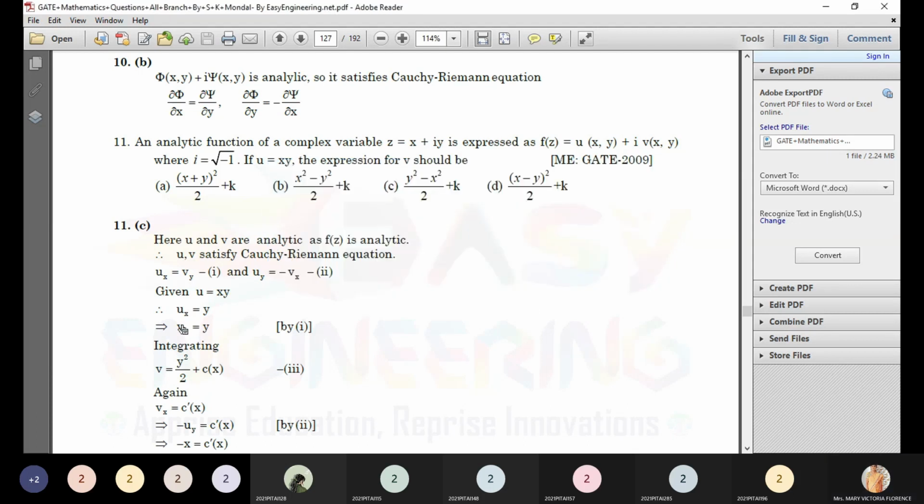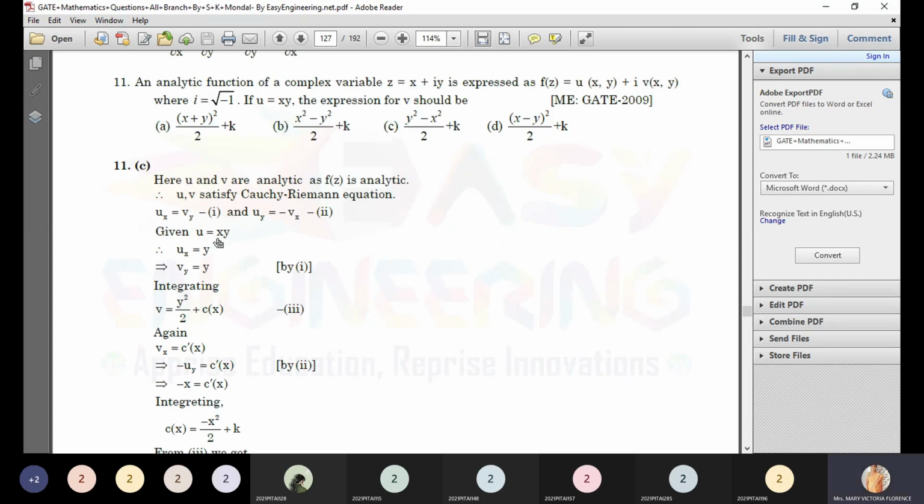So, u equal to xy, first you have to find dou u by dou x. If you differentiate u with respect to x, y constant, differentiation of x is 1. So ux equal to y, that is dou u by dou x equal to y.